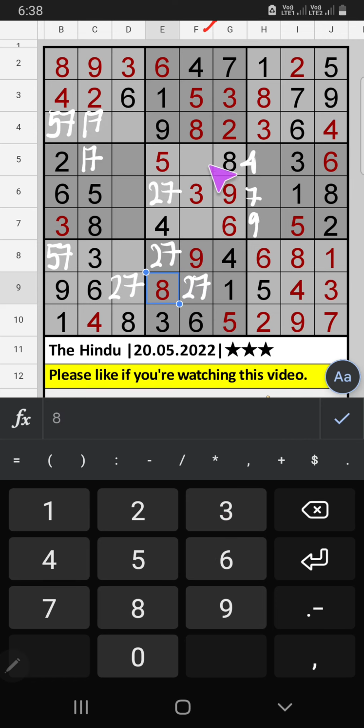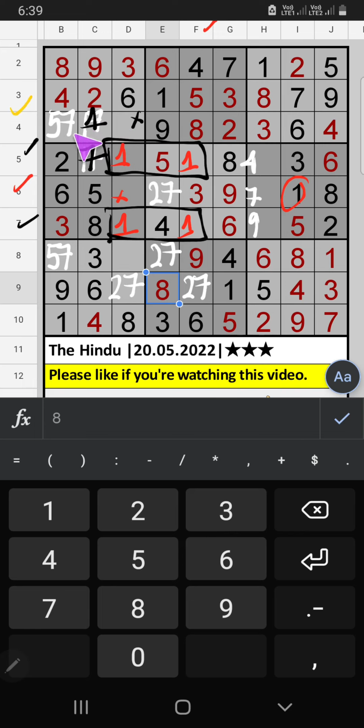Column F, 1 will come in any one of the cells, we will confirm later. 6th row also we have 1, so 1 can't come in this cell, 1 will come in any one of the cells, we will confirm later. 5th row and 7th row, 1 will come in any one of the cells, so 1 can't come in the cell, the 1 is confirmed here, then 7 is here.